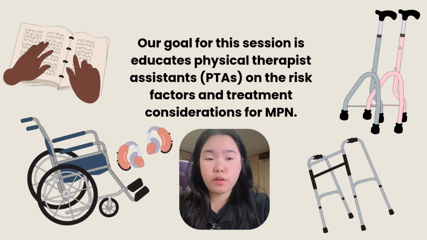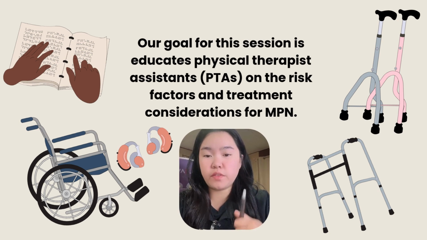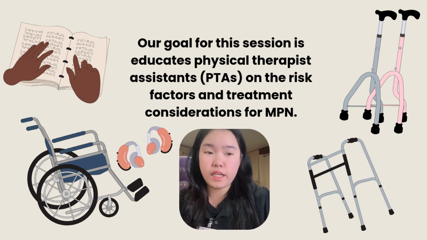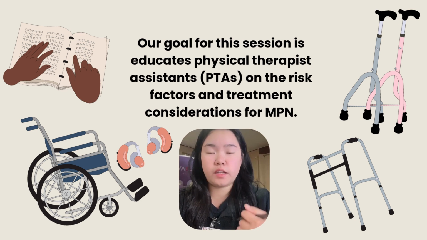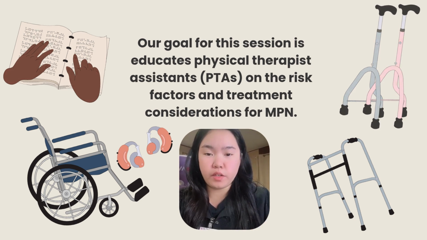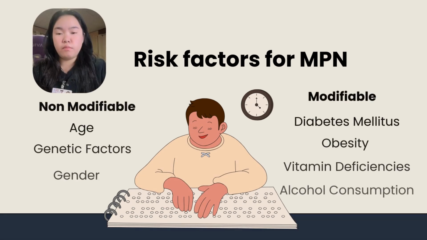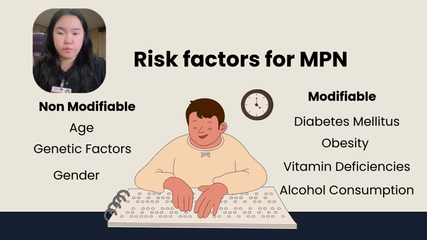So today our goal for this session is to educate the physical therapy assistant, or PTA, on the risk factors and the treatment considerations for MPN, or metabolic polyneuropathy. So non-modifiable risk factors, number one is age. Older adults can have a higher risk of developing MPN due to the natural aging process and cumulative exposure to the risk factors. And then number two is genetic factors.